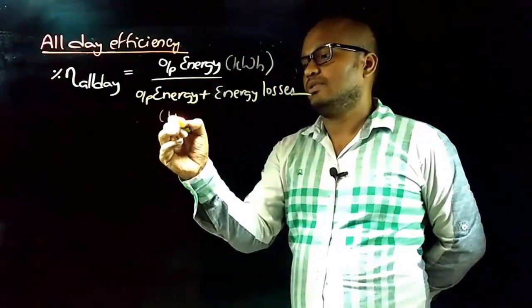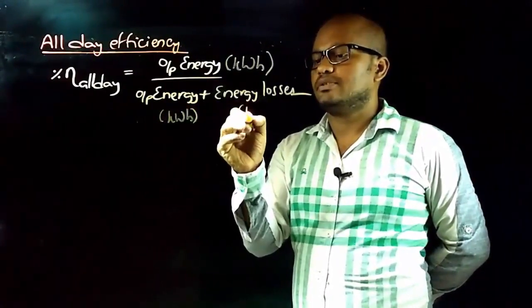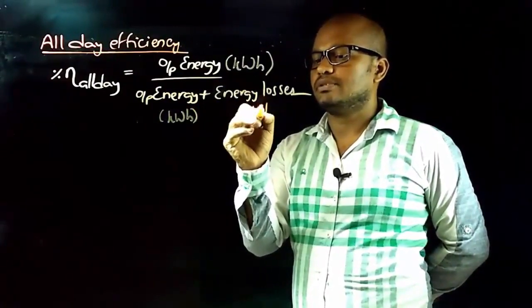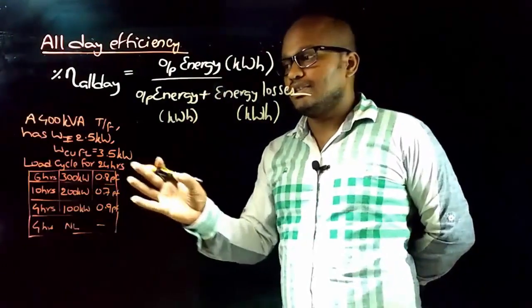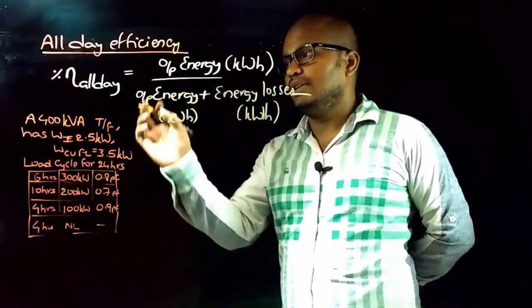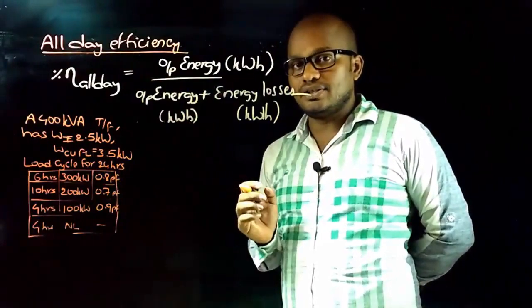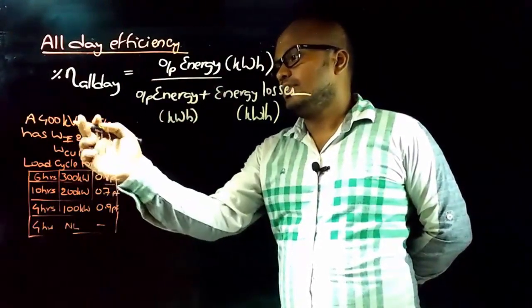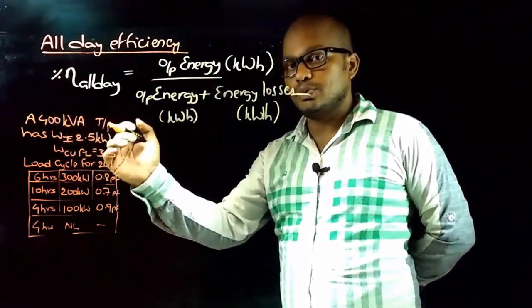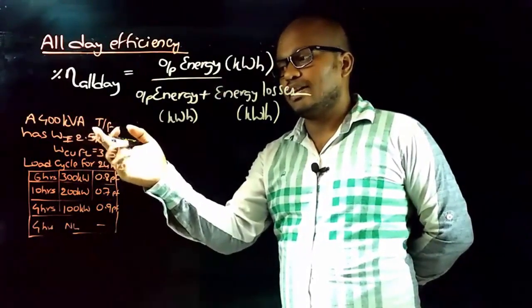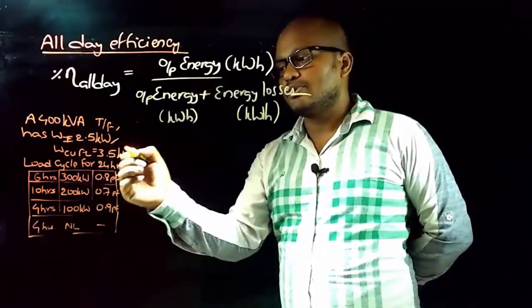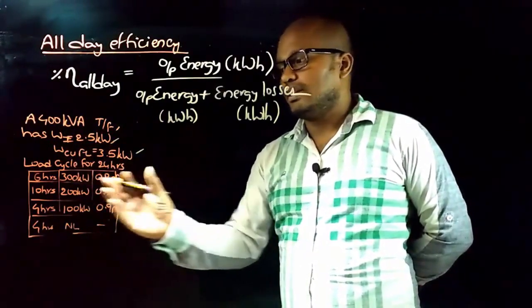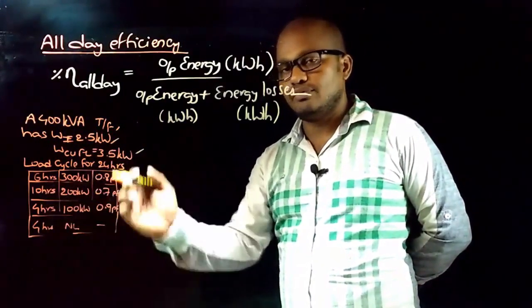This is kWh, and this is also in kWh. Now let's understand this with a numerical example, for which we need to find the percentage all-day efficiency. Here it is given that a 400 kVA distribution transformer has an iron loss of 2.5 kilowatts and a full load copper loss of 3.5 kilowatts, and this is the load cycle for 24 hours.